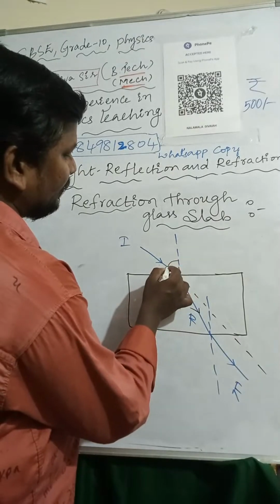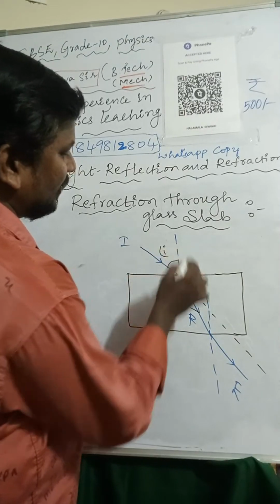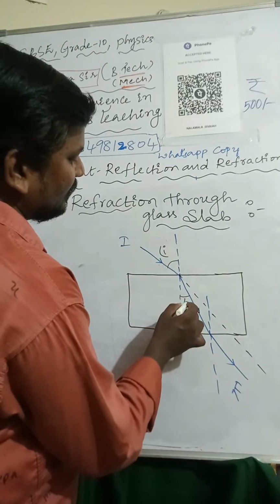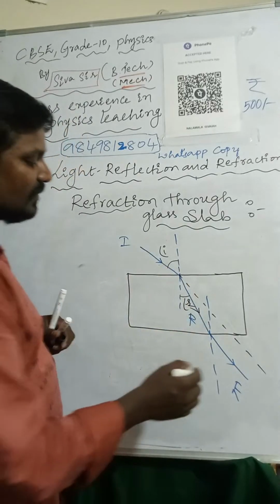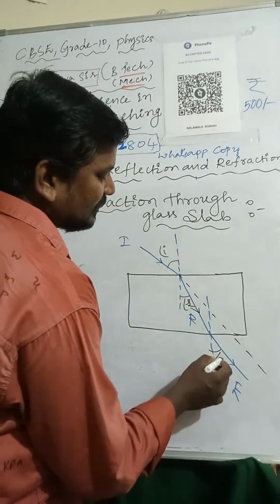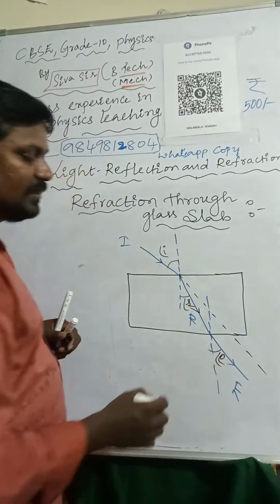This is the angle between the incident ray and the normal line. This is also the angle between the incident ray and refracted ray, and this is the angle of emergence.